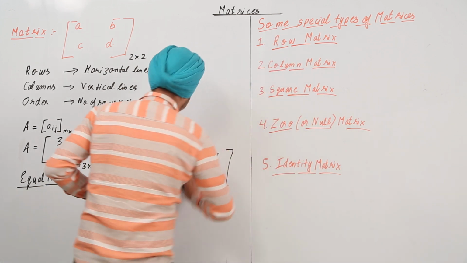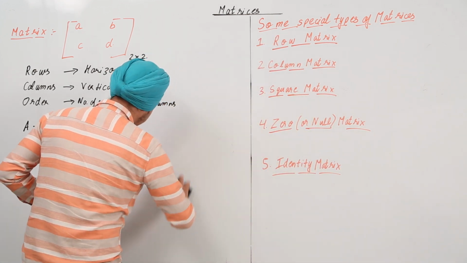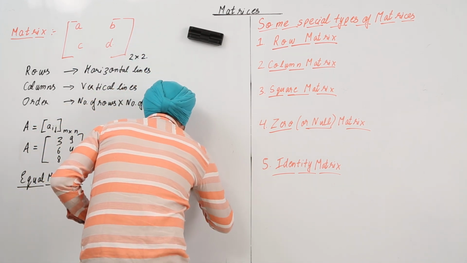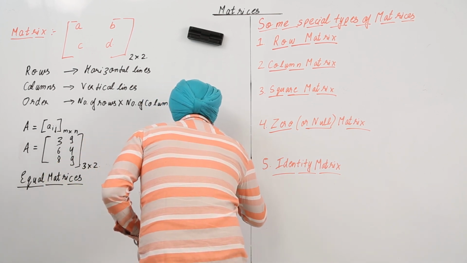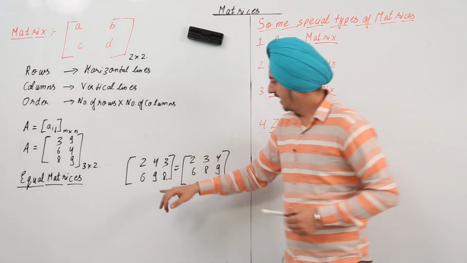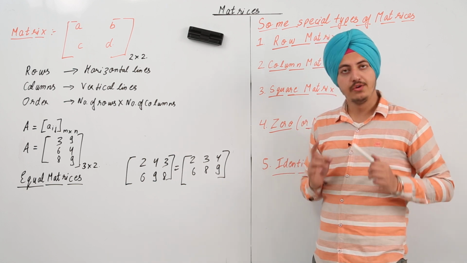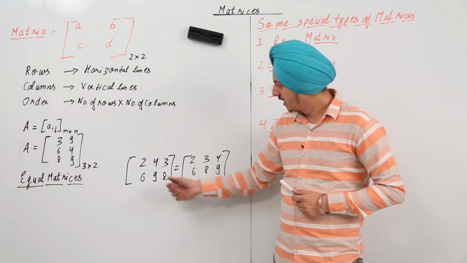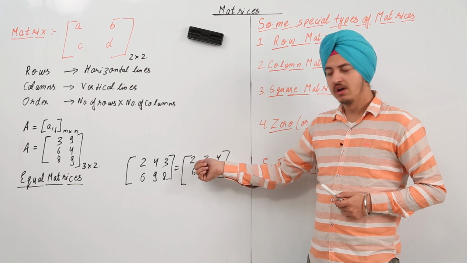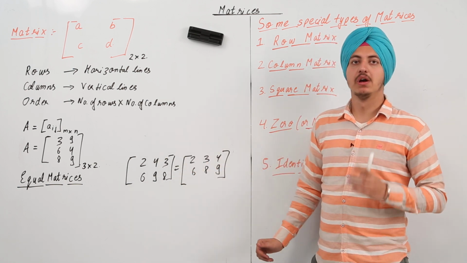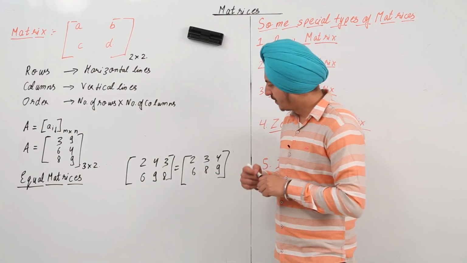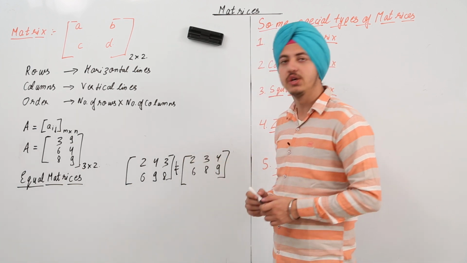So now another example I will take. Suppose that we have a matrix 2, 4, 3, 6, 9, 8, and we have another matrix 2, 3, 4, 6, 8, 9. Now tell me, is this matrix equal to this matrix? No. The order is same, but this 4 is not equal to 3. Yes, if we rearrange the elements they are same, but right now they are not same, right? So the corresponding elements should be same. So these two matrices are not equal again.